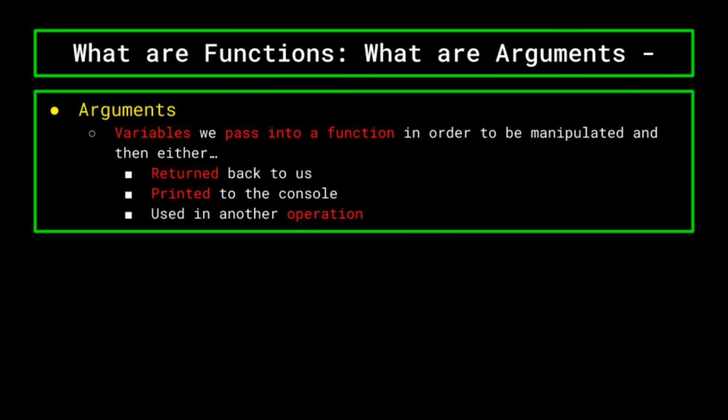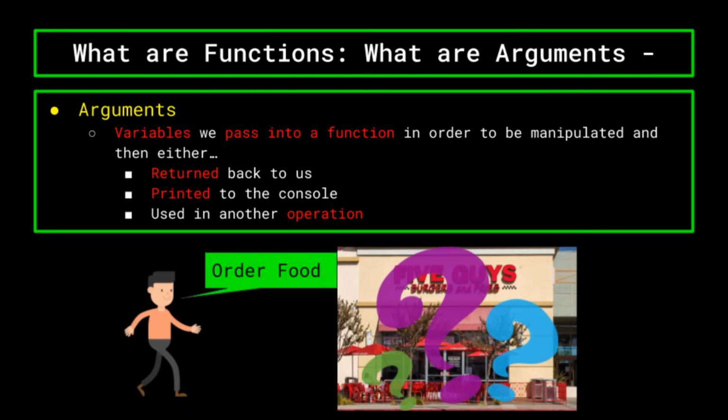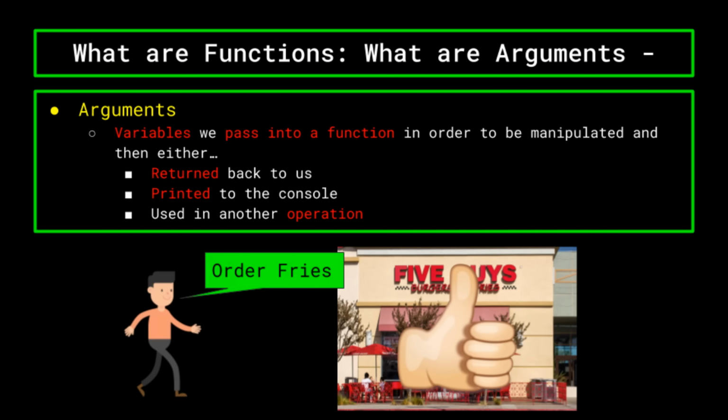Think of functions with arguments like this. If you walked up to your local Five Guys and told them that you wanted to get food without supplying a type of food, they would probably look at you confused. In order to get the food that you want, you need to tell them exactly what you want to order so that they can give it to you. In this case, getting food is the function, and what you order in terms of food is being passed in as the argument.